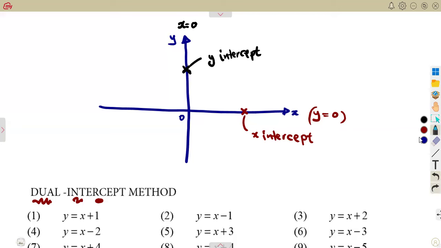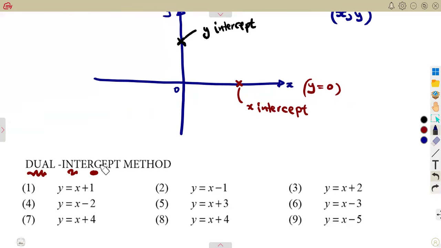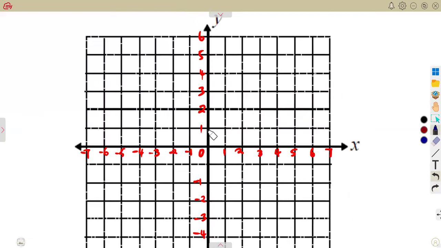You can even have it as a point, x y like this. So you just need two conditions. One condition will be when x is 0. Another condition will be when y is equal to 0. Just straightforward like that. So let's say we are given to use this double or dual intercept, and we are given the first question, y is equal to x plus 1.